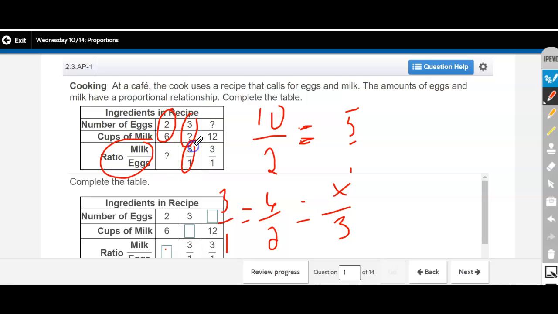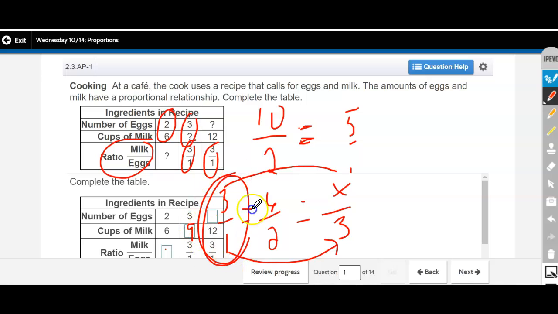They told us that right here. So what we can do then is say, how do I go from 1 to 3? You multiply by 3. Multiply by 3, so that would be 9 cups of milk, because our unit rate was 3 cups of milk for every 1 egg. So if I've got 3 eggs, I need 9 cups of milk.